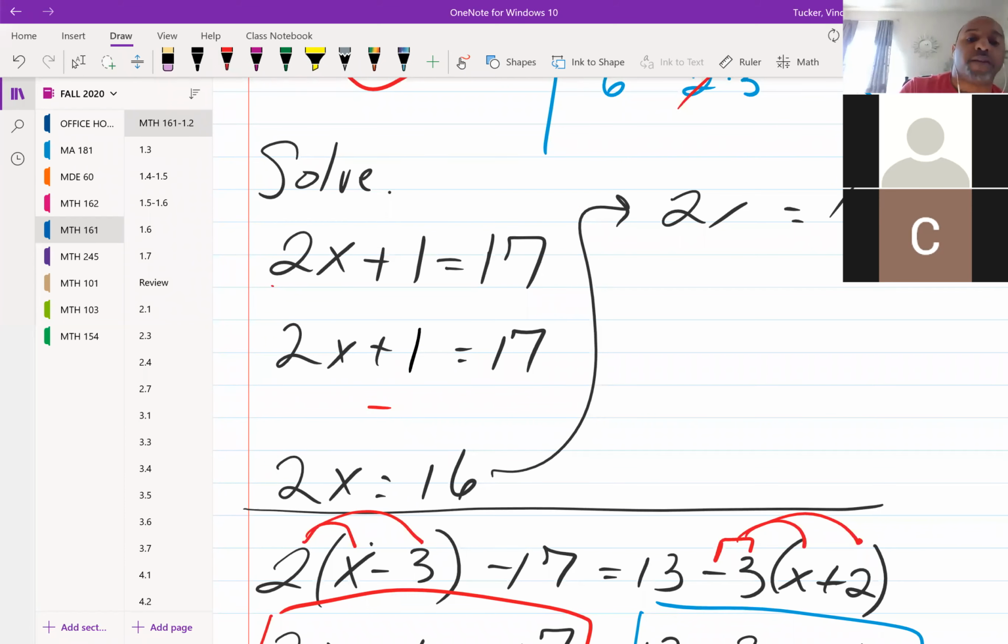Now I could divide by 2. But if I do that, I need to divide both sides by 2. Now we're making more of a fraction for ourselves, more of a complex equation, and we don't want to do that if we don't have to. So we would subtract 1 from both sides. 1's cancel. That leaves me with 2x equal to 16.